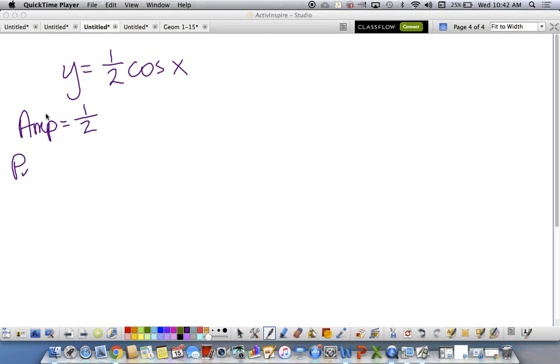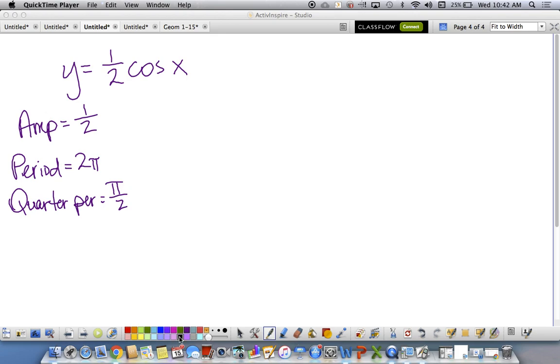What is the period? 2 pi. Why? There's no b. There's no number before the x. The next one I give you, we'll put a number there, and then we multiply it. And then what is the quarter period? I haven't changed anything, so it's still going to be that regular one that's on the graph.